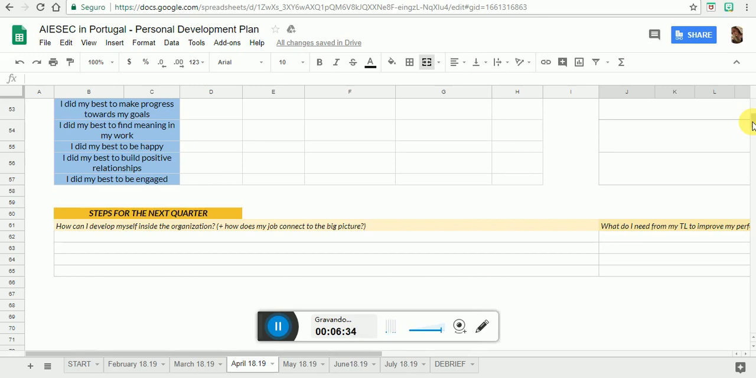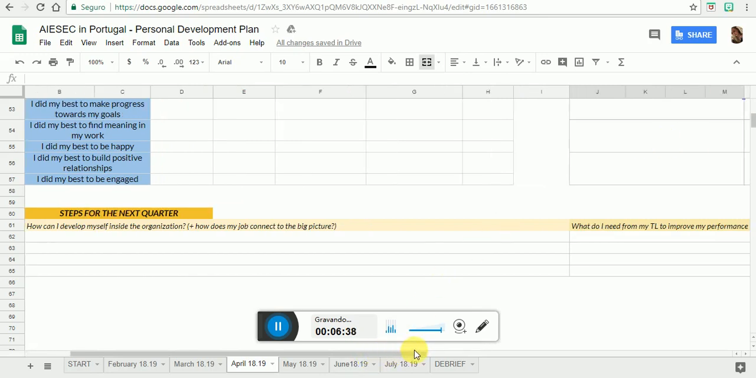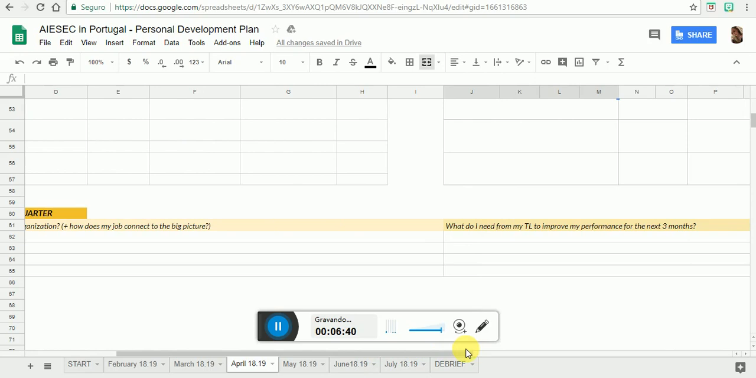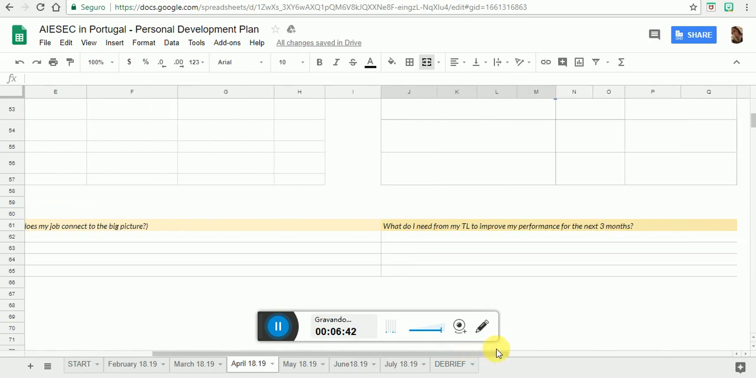And this is the part where the members say, what do I need from my TL to improve my performance through the next 3 months? Do I need trainings? Do I need more meetings? Do I need more tracking? This is a very open space for you and your member to talk about. So these were the things that we had.